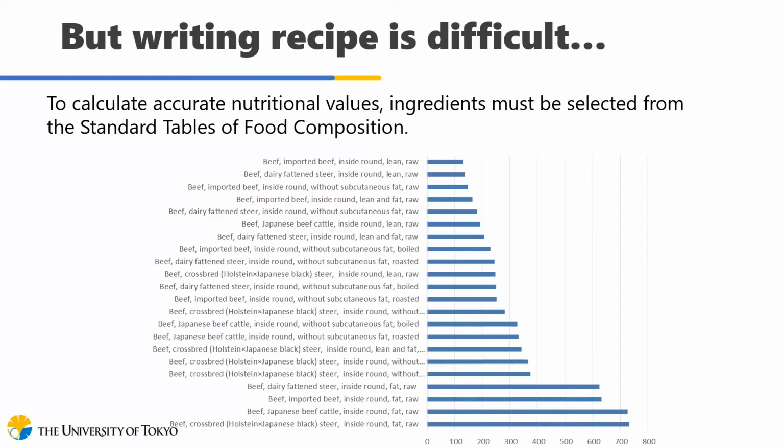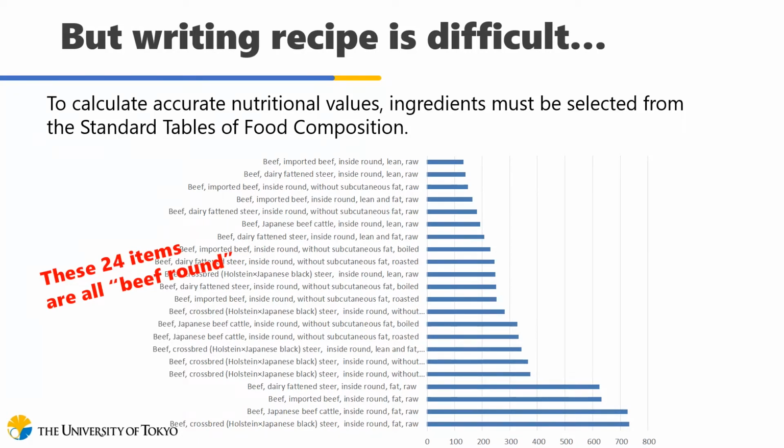However, to calculate accurate nutritional values, it is not enough to write recipes often seen on the web or in magazines, but it is necessary to specify the types of ingredients in more detail. For example, to specify the nutritional value of beef round, according to the standard tables of food composition in Japan, you must select one of the 24 candidates shown here.